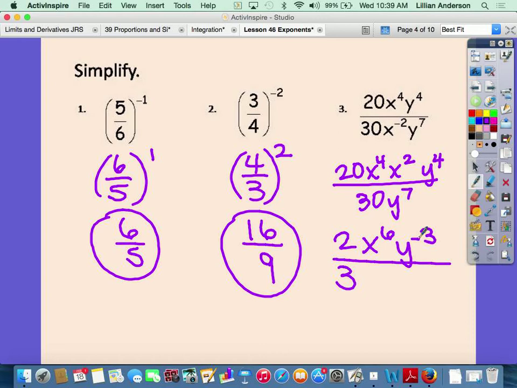Anytime you subtract in these cases, the number and the variable stay at the top. But can I have a negative exponent? So this moves to the bottom. So it's going to be 2x to the 6 over 3y to the 3rd.